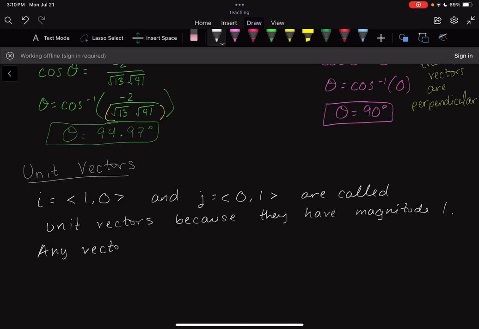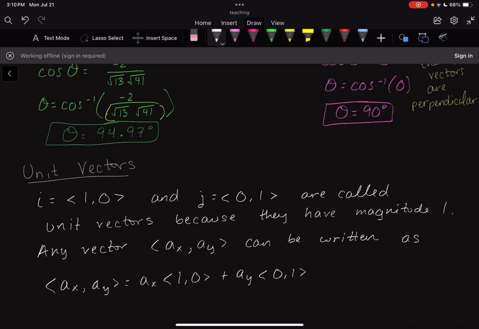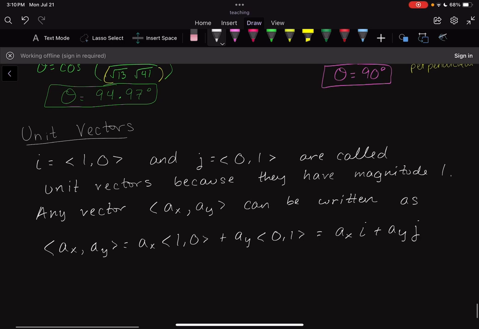Any vector, let me write like ax comma ay, can be written as ax comma ay is equal to ax times 1, 0 plus ay times 0, 1, which would equal ax times i plus ay times j, called a linear combination of unit vectors.